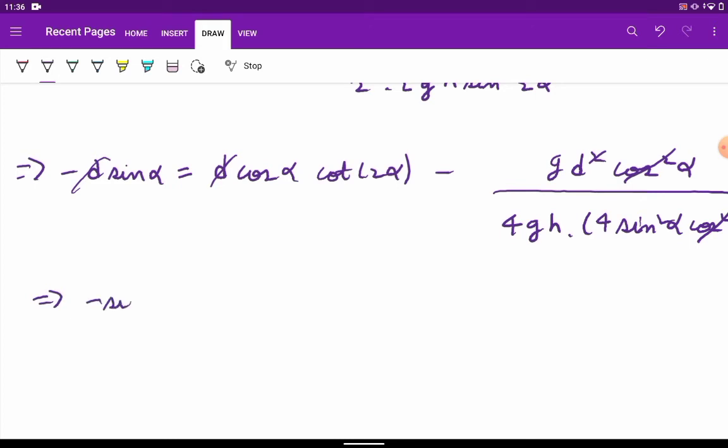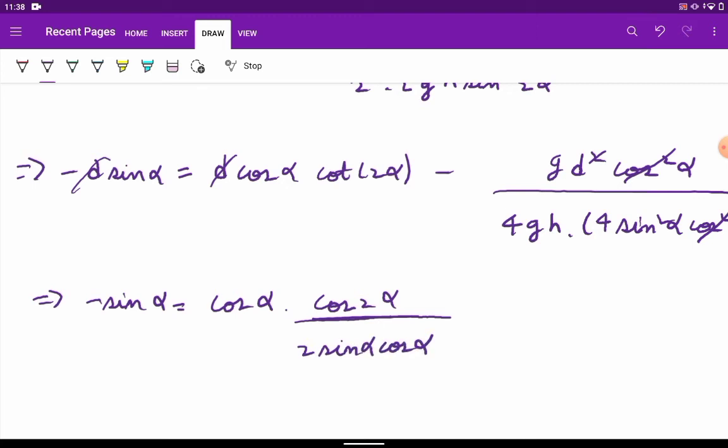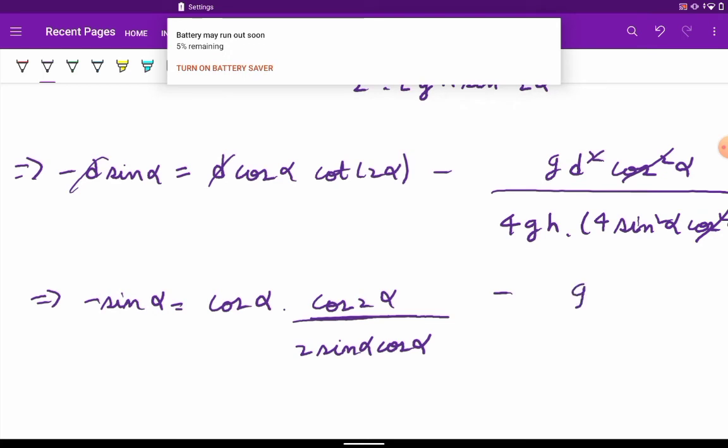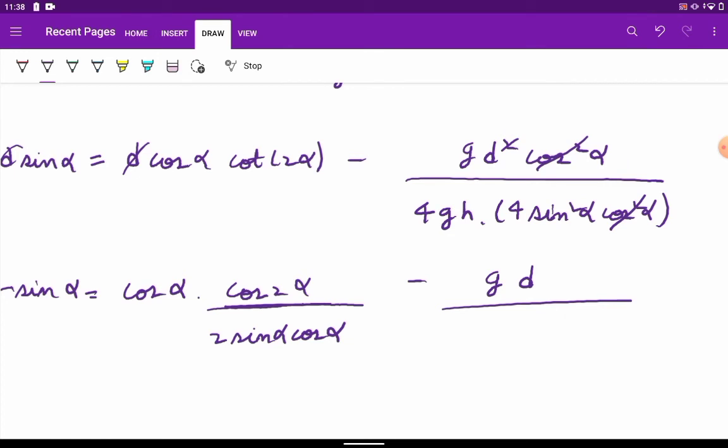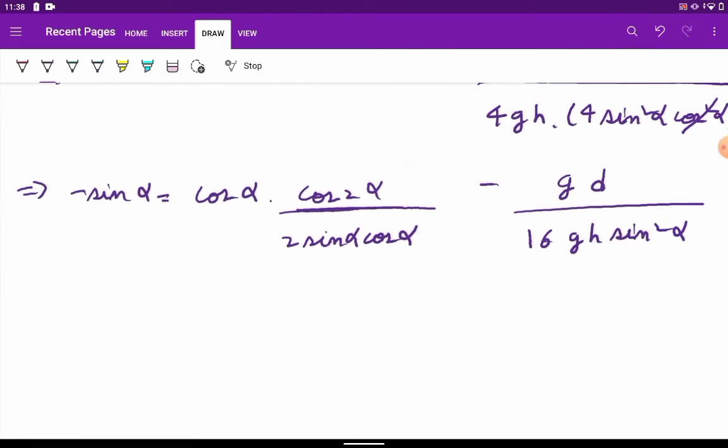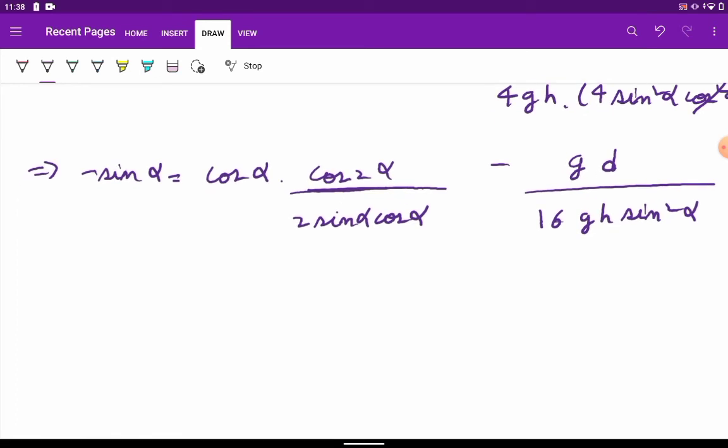So this means minus sine alpha is equal to cos 2 alpha by sine 2 alpha, which is 2 sine alpha cos alpha, minus g times d times, and in the denominator it becomes 16 gh sine square alpha. So cos alpha and cos alpha cancel out.